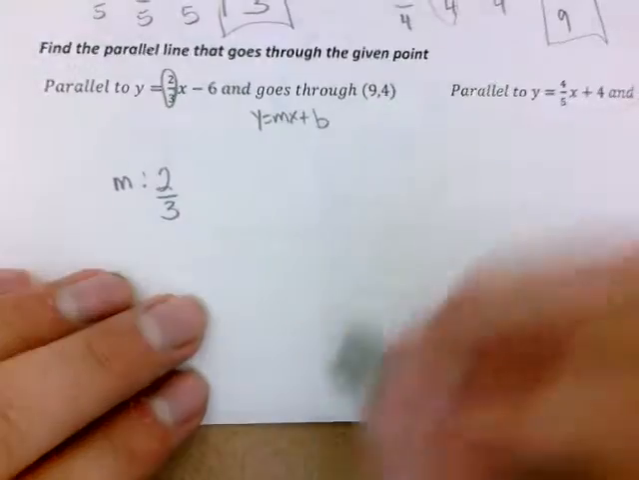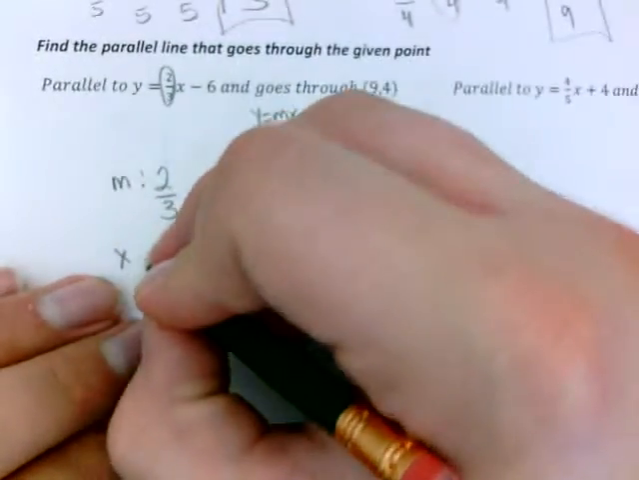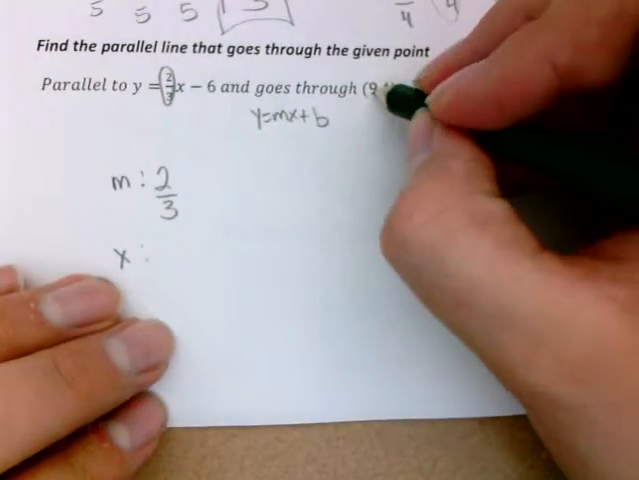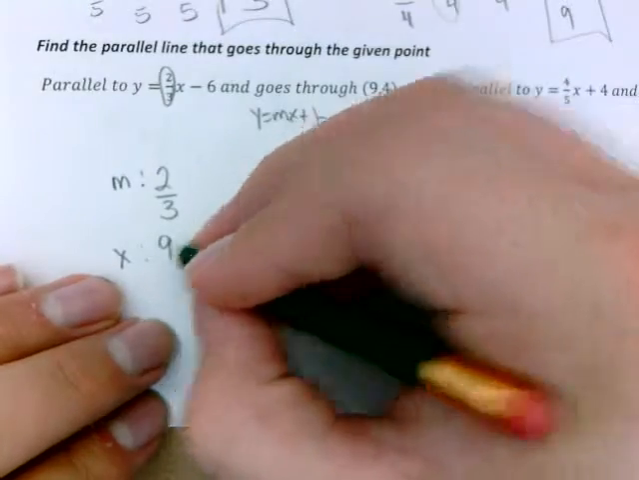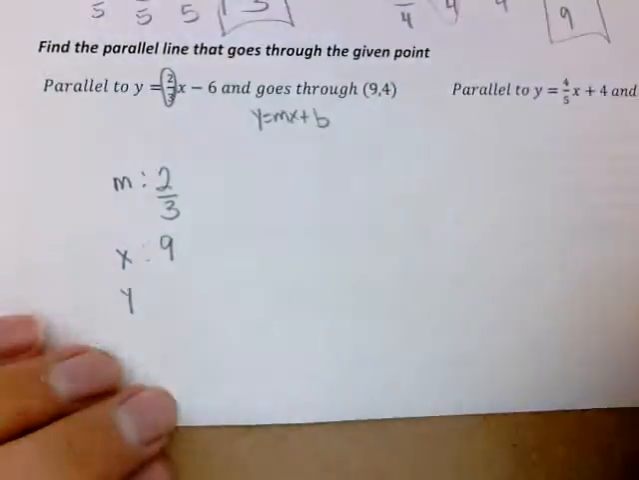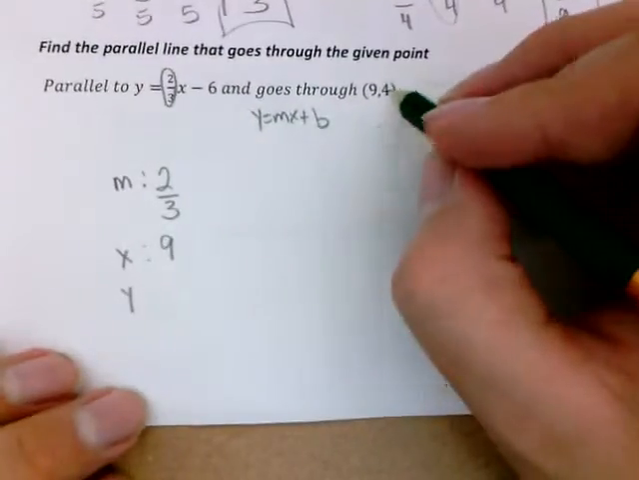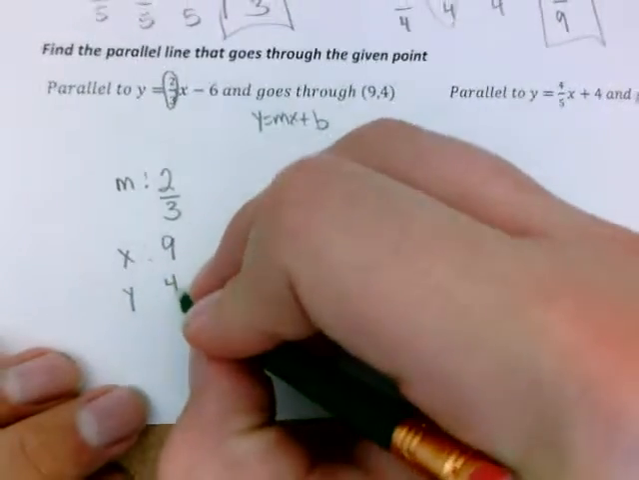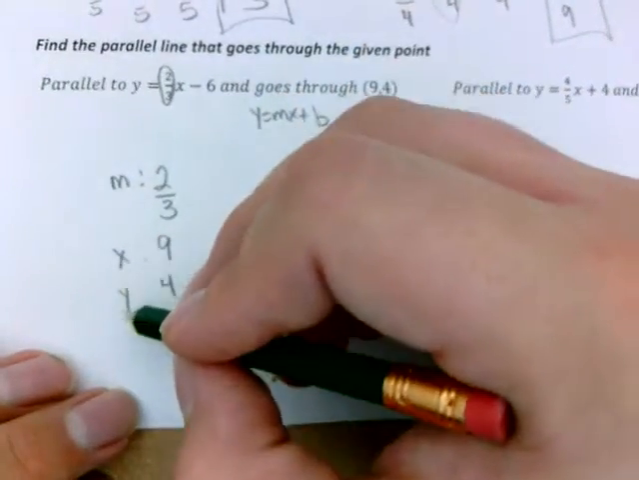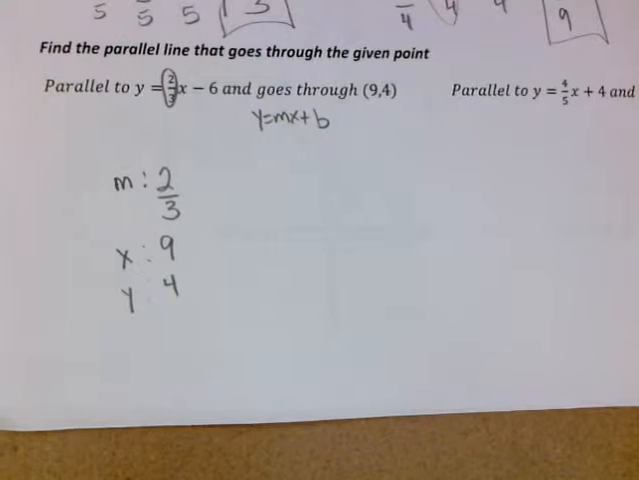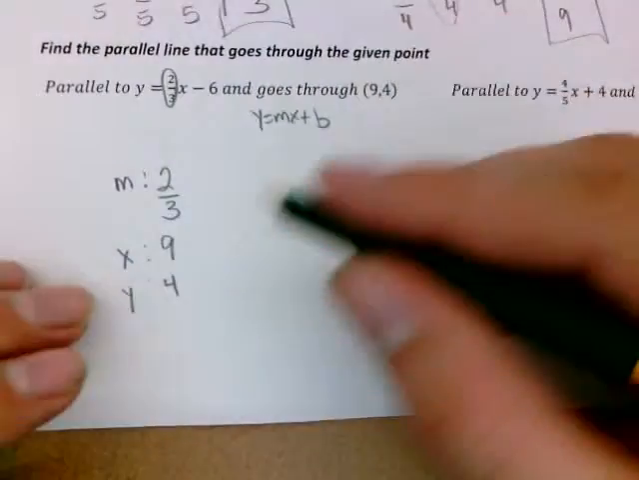Now let's find our x. Well, they gave me a point. They gave me an x in that point, so my x is 9. Let me find my y. Well, they gave me a point, and 4 is that y. So I have my m, my x, and my y. What's the only letter we're missing? B, the y-intercept. So what I'm going to do is plug all these in.